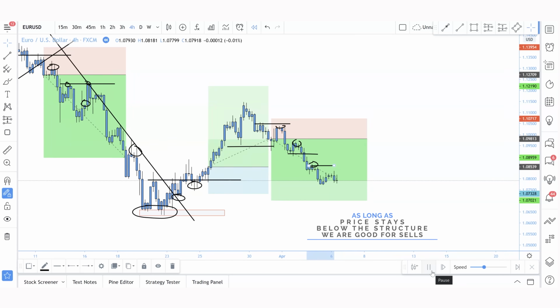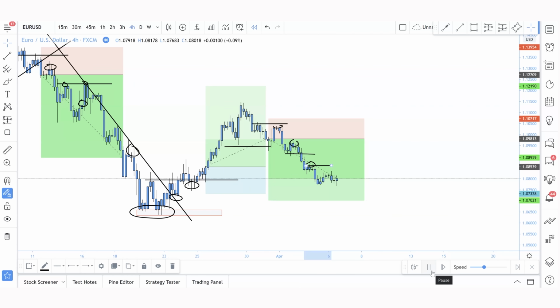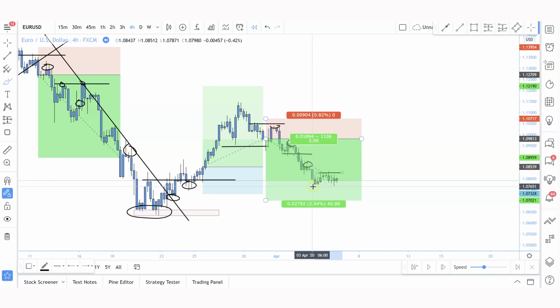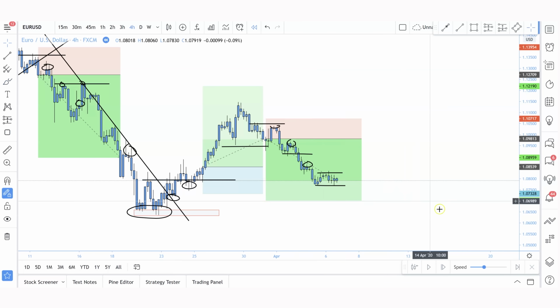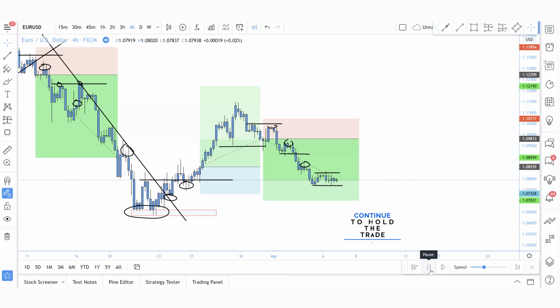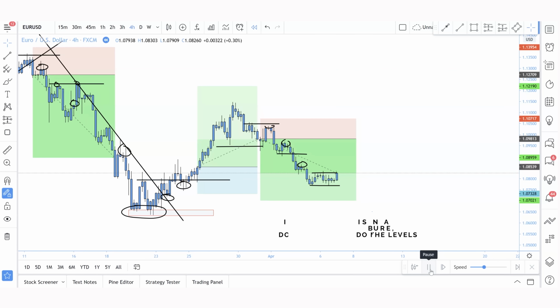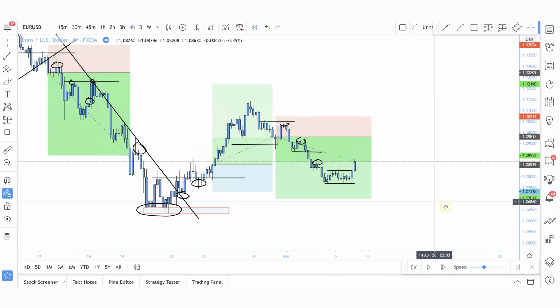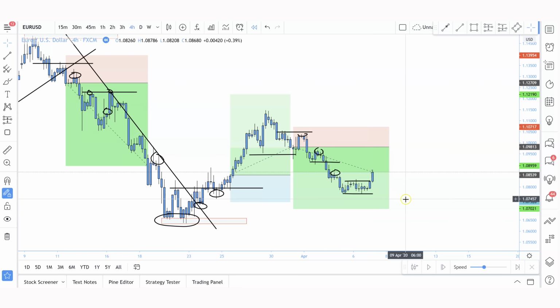And this is a very good way to ensure that you're not shaken out of trades too early, no matter how long you've been sitting in this trade for. So take a look here. Price is failing to break above this structure, and it's failing to break below this structure. Are we entering a reversal? Well, we don't know. We're going to continue to hold this trade and see what happens. If the market is continuing in a bearish structure, then technically we should not be breaking above these levels here, because now we could be entering the reversal.